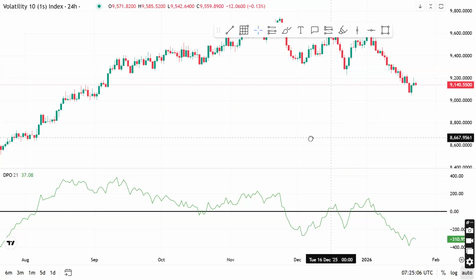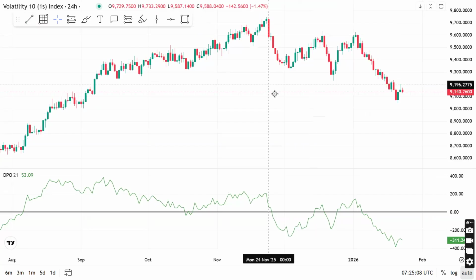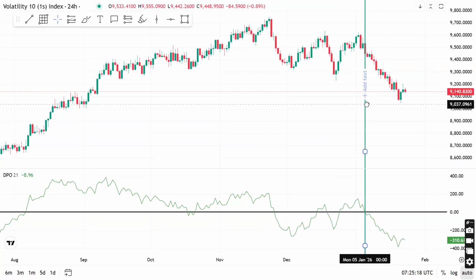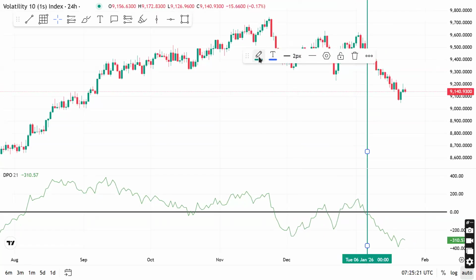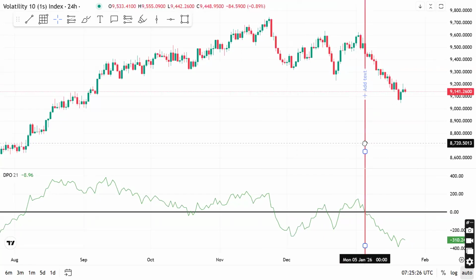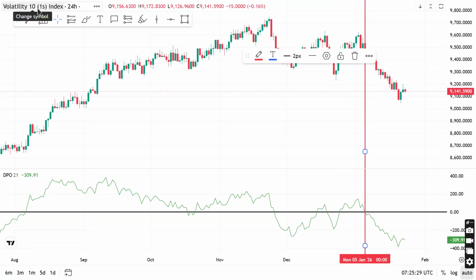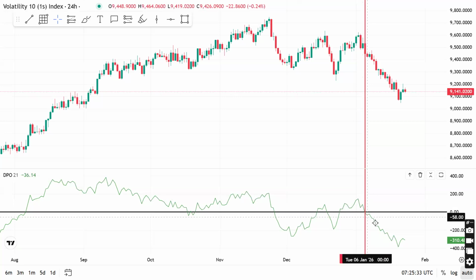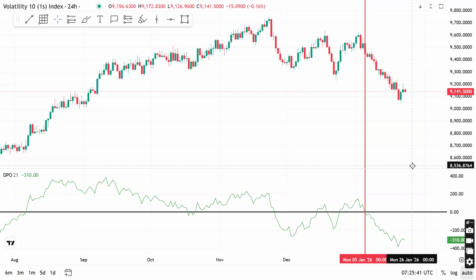Good. Now, looking at this Detrended Price Oscillator, anytime this green goes below the 0.00 line, that's this thick line, so let me just put a line here, and then let me change this to red. It is telling you, for example, currently on Volatility 10S, seeing this line go below 0.00, it is simply telling you that we are in a confirmed downtrend.